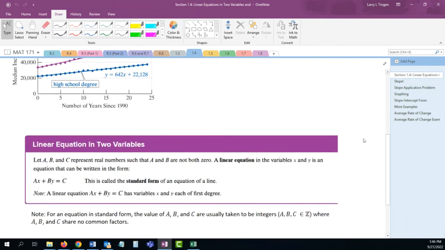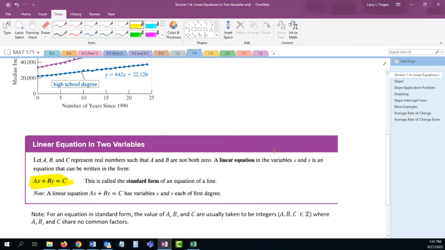So linear equations, we're going to get this formal definition out of the way. A, B, and C are real numbers. A and B are both not zero. Okay? A linear equation in the variables x and y can be written in this form. This is called the standard form. Ax plus By is equal to C. All right, that's the standard form.